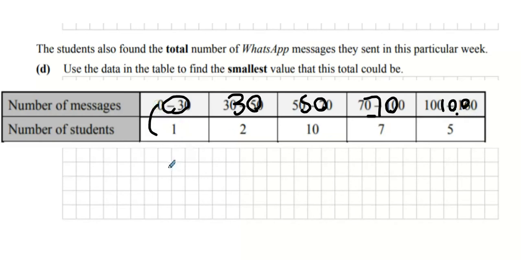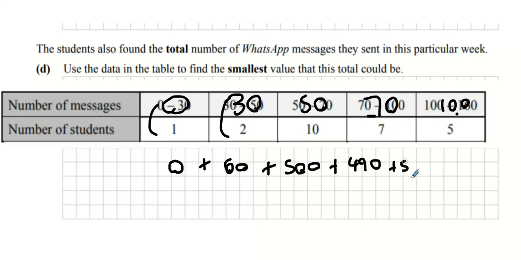So 0 times 1 is 0. 30 times 2 is 60. That'd be 2 people sent 30 messages. 10 people sent 50 messages, which is 500. 7 people sent 70 messages, which is 490. And 5 people sent 100 messages, which is 500. Add them all together, and you get 1,550 messages.